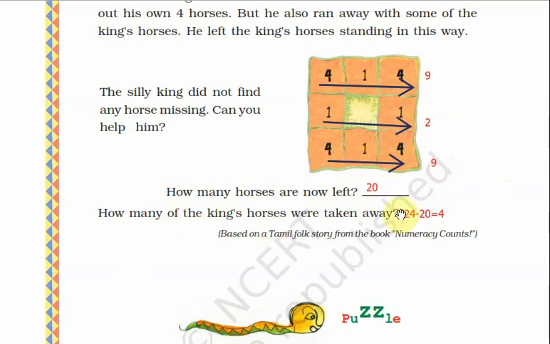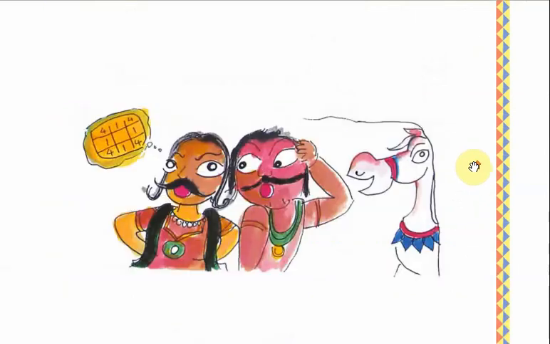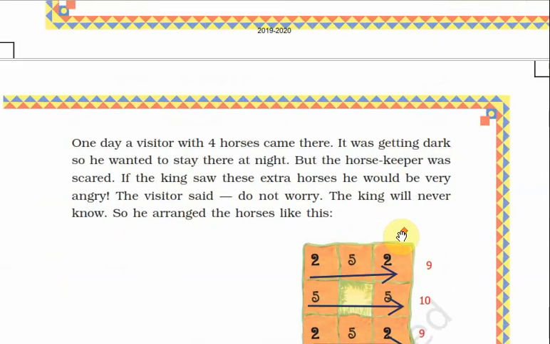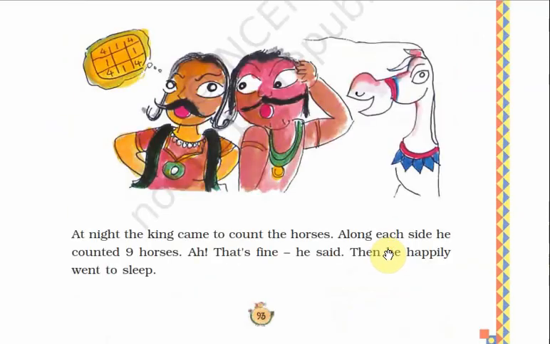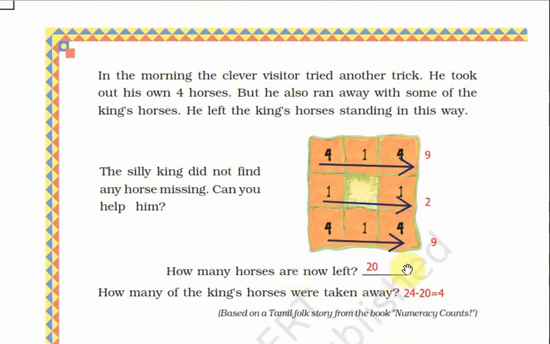How many of the king's horses were taken away? We have to find out how many horses the visitor has taken away from the king. So earlier, how many horses were there? We can see that the king is having a total of 24 horses. Now there are only 20 horses left. So how many horses has the visitor taken away? 24 minus 20, that is 4 horses. So the visitor took away 4 horses from the king.